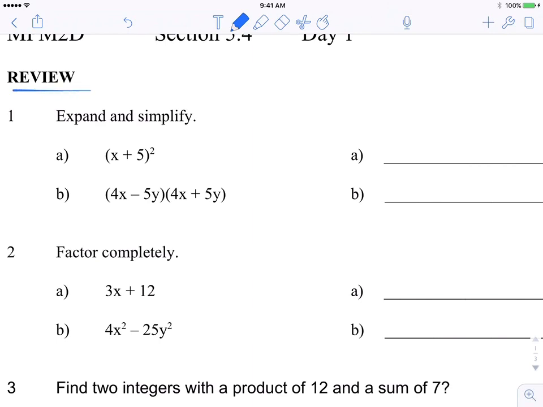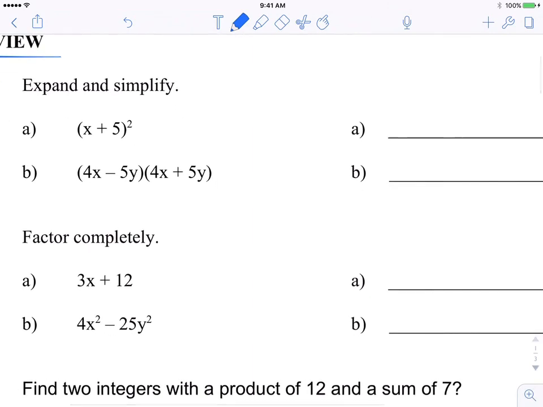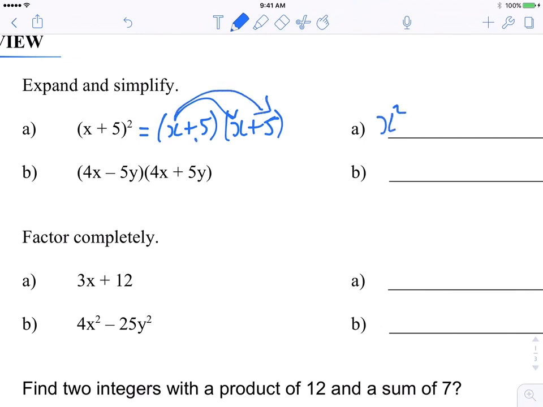Expanding is the opposite of factoring. So x plus 5 squared you recognize as looking like vertex form, but really that's x plus 5 times x plus 5. And we learned that this is really a perfect square trinomial because we're multiplying the same thing by itself. So x times the x gets me x squared. X times the positive 5 gets me 5x. And 5 times x is another 5x. So altogether that's 10x. And the last two terms, 5 times 5, is 25.